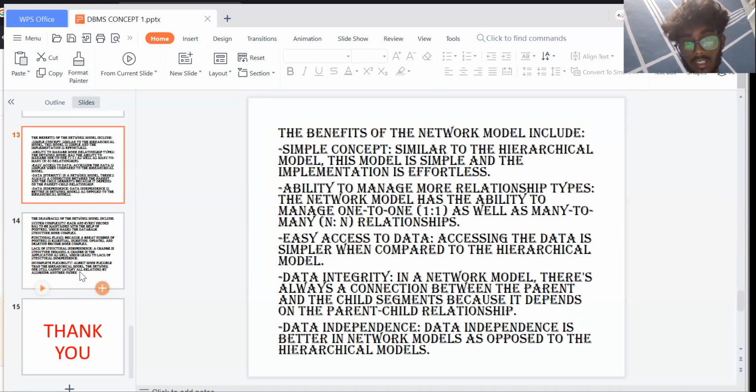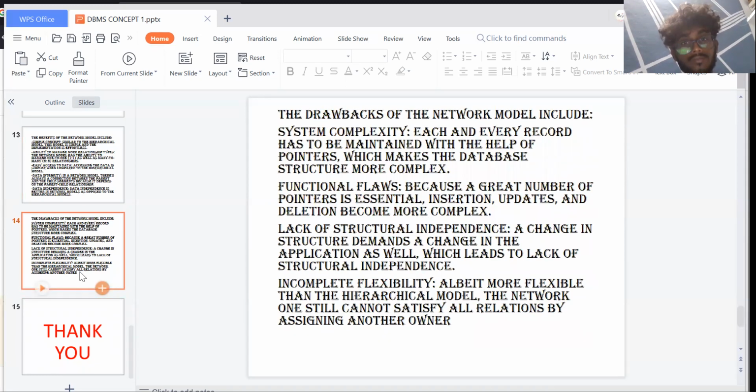Second, ability to manage more relationship types. The network model has the ability to manage one to one as well as many to many relationships. Easy access to data. Accessing data is simpler when compared to the hierarchical model. Data integrity. In a network model, there is always a connection between the parent and the child segment because it depends on the parent-child relationship. Data independence is better in the network model as opposed to hierarchical models.